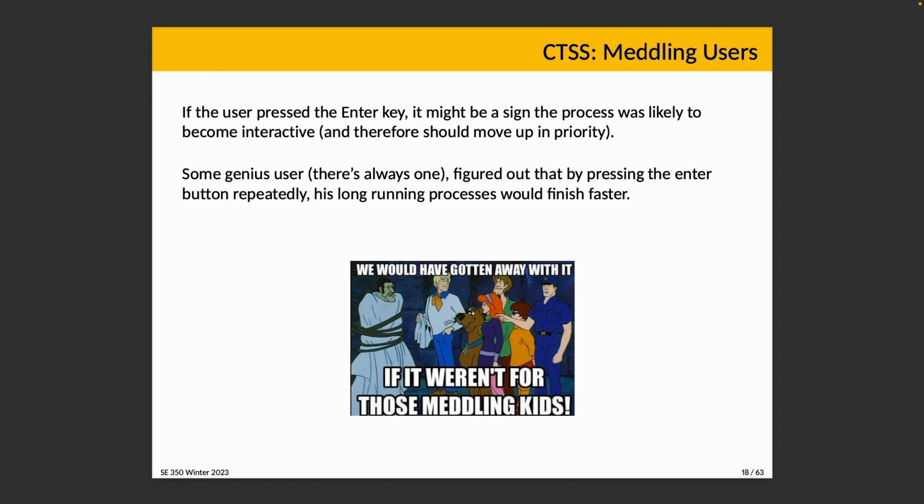But the problem, of course, is that a genius user, and there is always one, if you come up with the system and you think, no one could defeat this system, it's perfect in every way. Unfortunately, life is rarely so nice, and users will in fact find ways to defeat the system intentionally or unintentionally. So one person figured out that by pressing the Enter key repeatedly, his long-running processes would actually finish faster. And as the Scooby-Doo villain always says, we would have gotten away with it too if it weren't for those meddling kids. So that's bad enough, right?